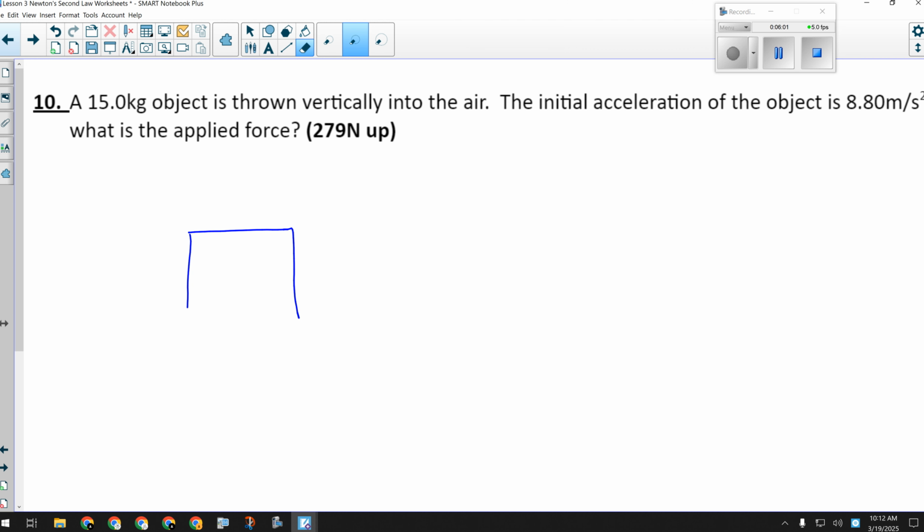If I throw something vertically into the air, this is 15 kilograms here, the initial acceleration is 8.80 meters per second squared up. I know mass and acceleration. What can I find right now before I do anything else? Net force.